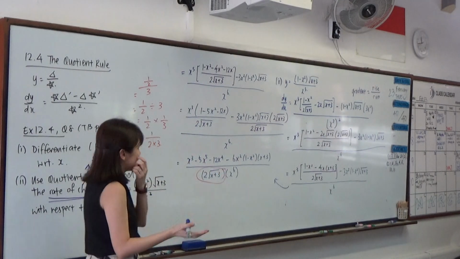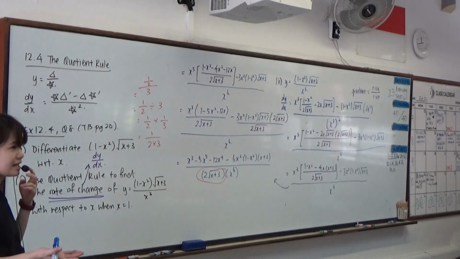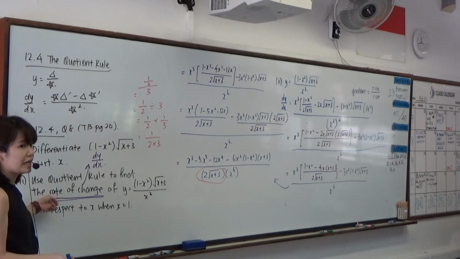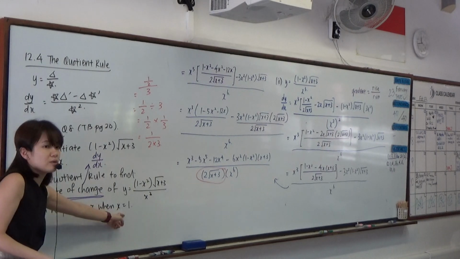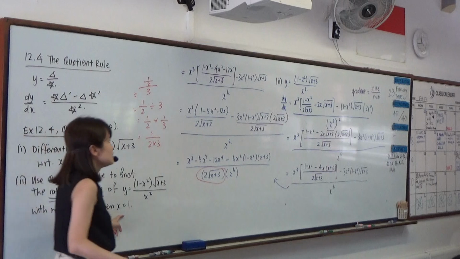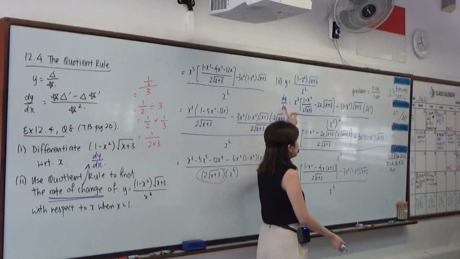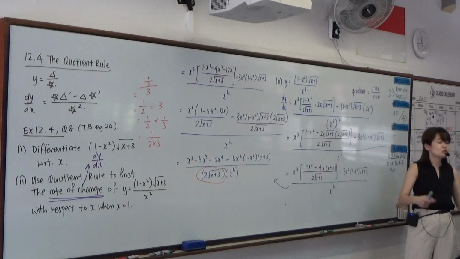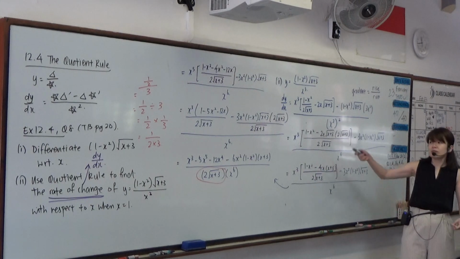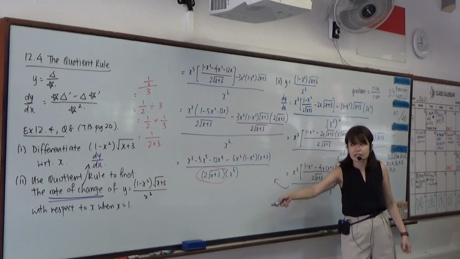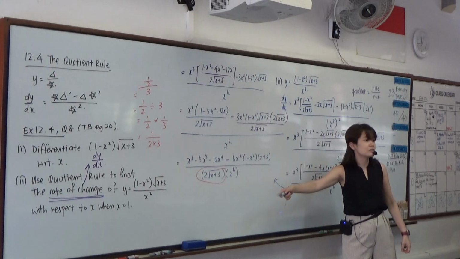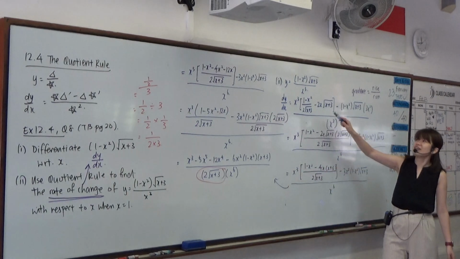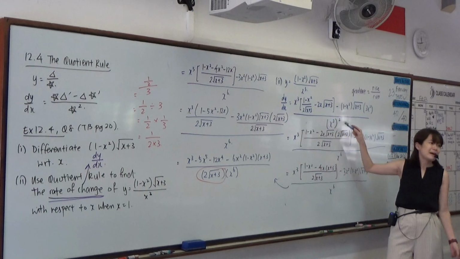But let's not lose sight of what the objective of the question is. The objective of the question is we want to find the rate of change value when x equals 1. So that means I want the dy over dx value when my x values are all 1. Strictly speaking, do we need to go through all this to get the answer? The answer is no need. You can just sub in x over here.